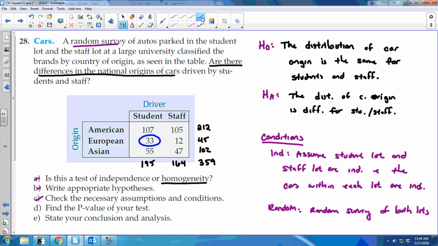So if I was going to find the expected count just for that section, I would take the row total, 45, times the column total, 195, and divide by the table total. Again, if it's a multiple choice question, it's probably going to be exactly in that format. They're not even going to multiply it all out for you. If you just multiply it all out, you get 24.4. All right, so make sure you know how to find a singular expected count.